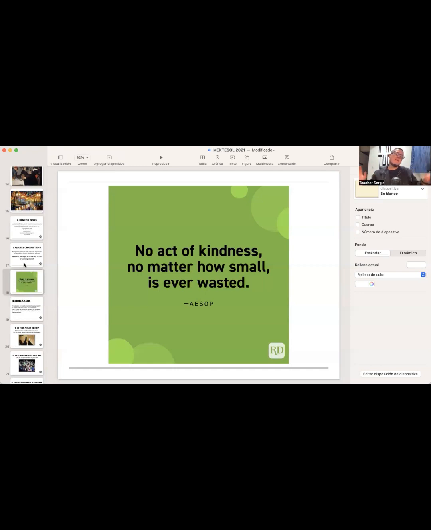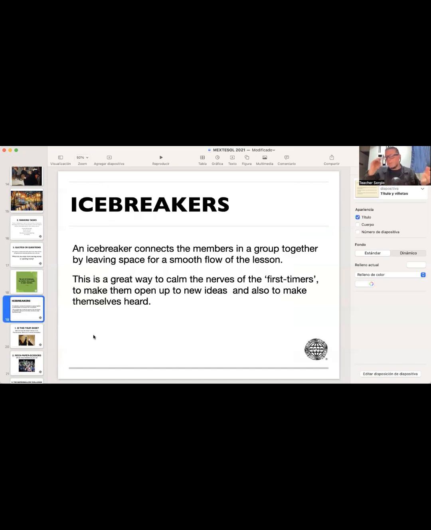So the main difference, my friend Patty, between warmers, lead-ins, and icebreakers is the reason why you do it. Yeah, they are all activities, and they are all English activities or language-related activities. The difference, again, is a warmer can be any. A lead-in is connected to your lesson, and an icebreaker helps you connect the members of a group together, leaving space for a smooth flow of the lesson. That is, we will do it with new groups, basically with a new group of people.